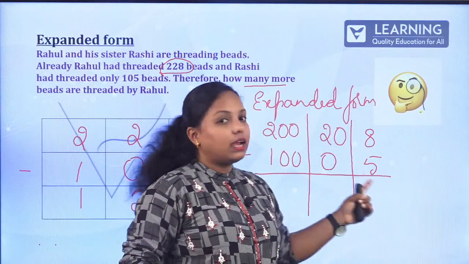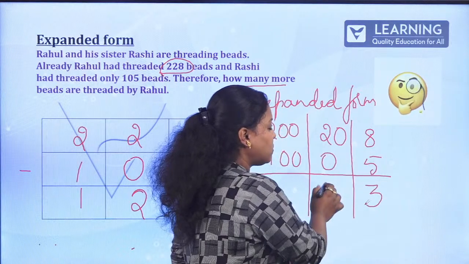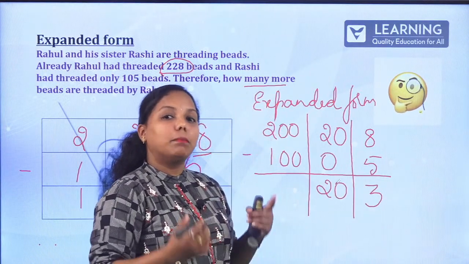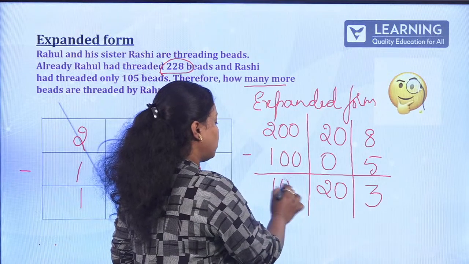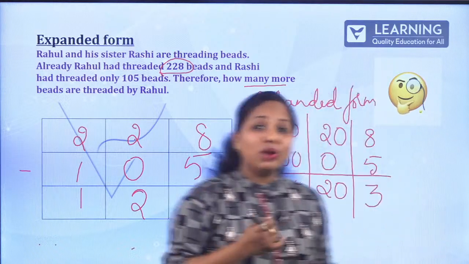So, 8 and 5. 8 minus 5 will give me 3. How about this one? It will give me 20. How about this one? 200 minus 100 will give me 100. Ma'am, this answer is different and this answer is different. Well, you have to add up.